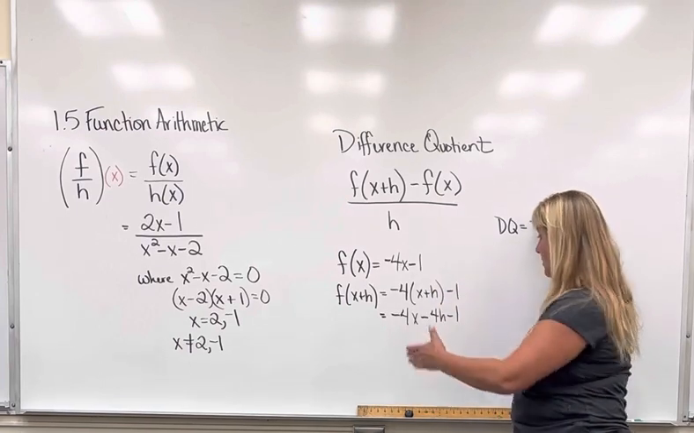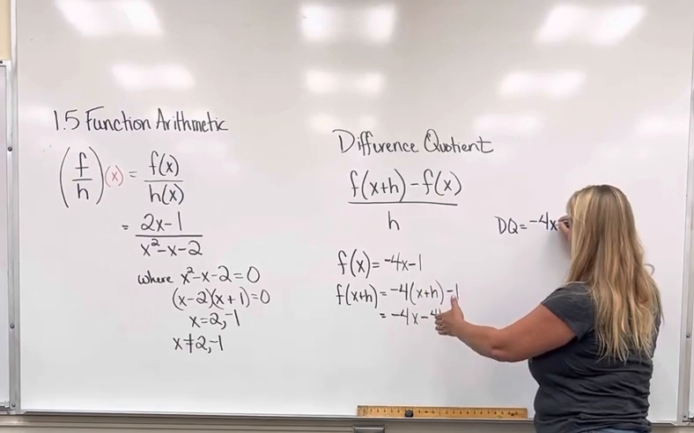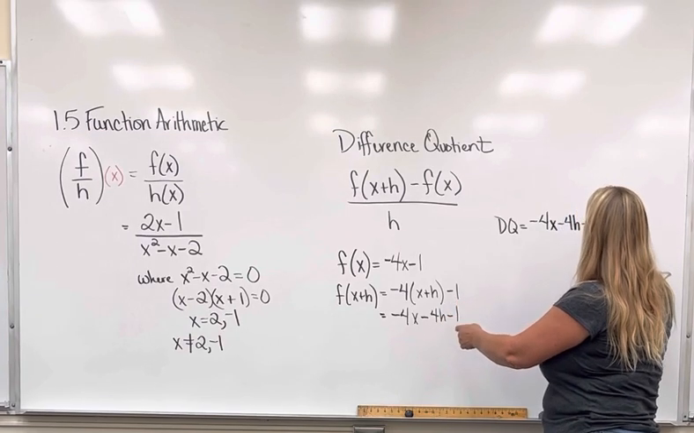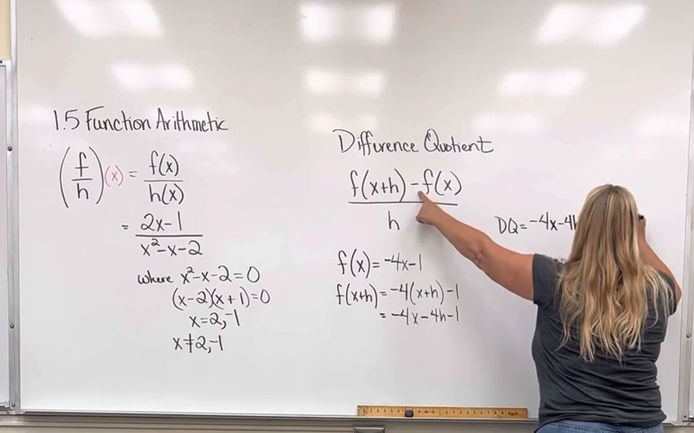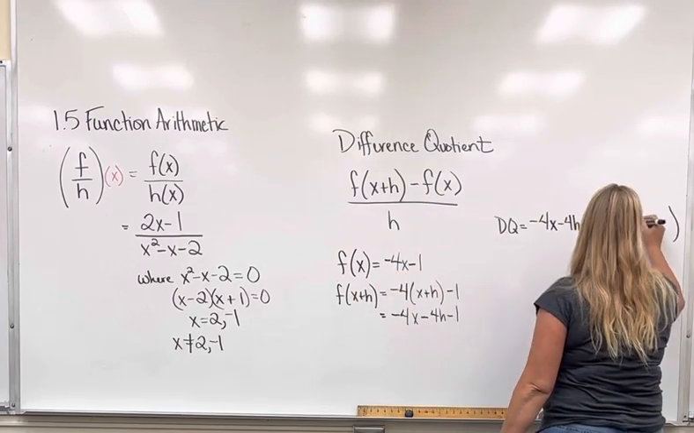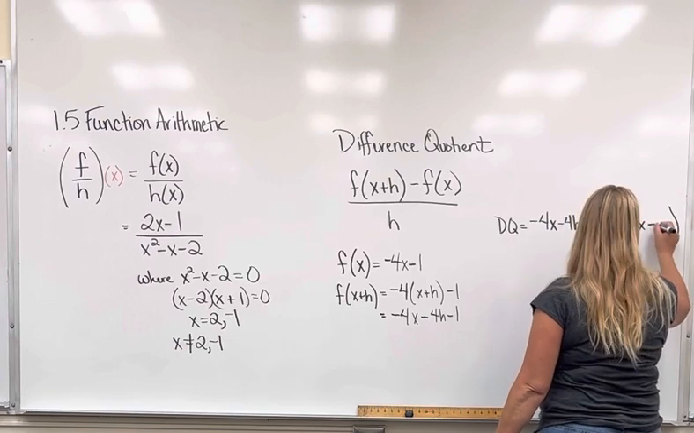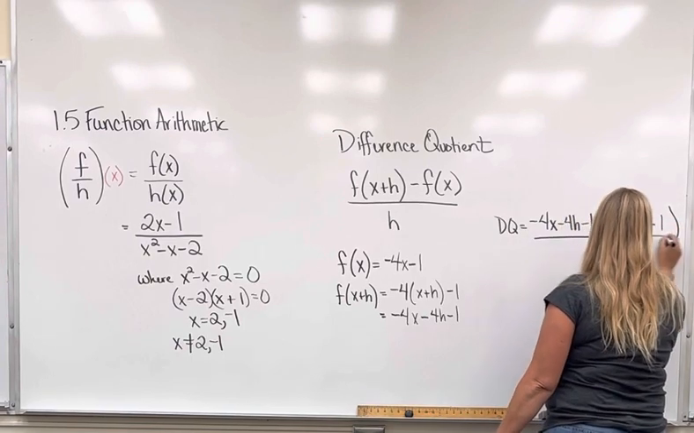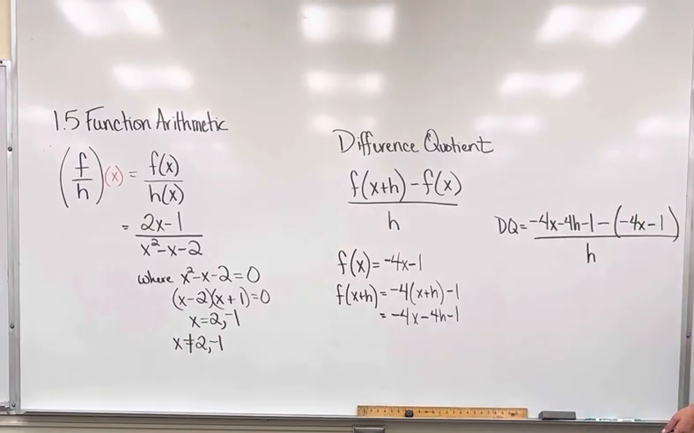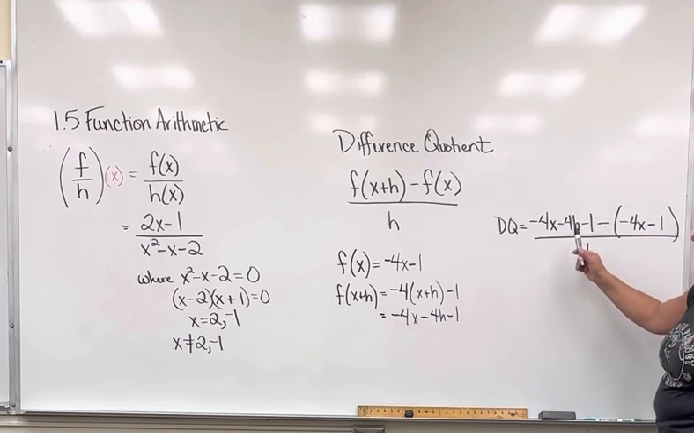So we're just going to write down just what we found: -4x minus 4h minus 1, minus, and then in parentheses, we're going to put this guy, -4x minus 1, all over h. And now again, we're not going to leave it like this, we're going to simplify. So we want to see what we can do here.